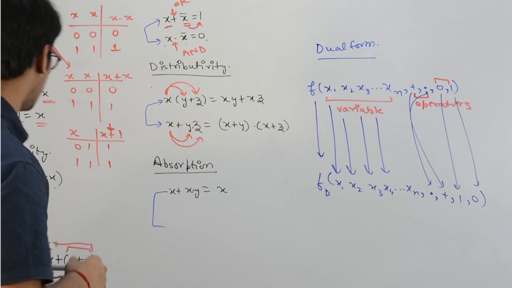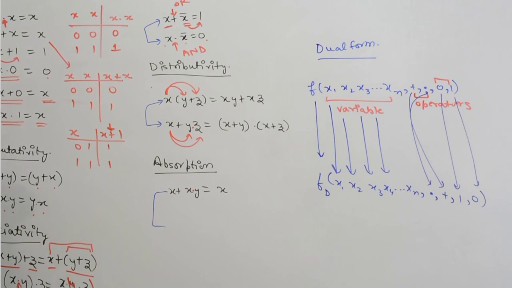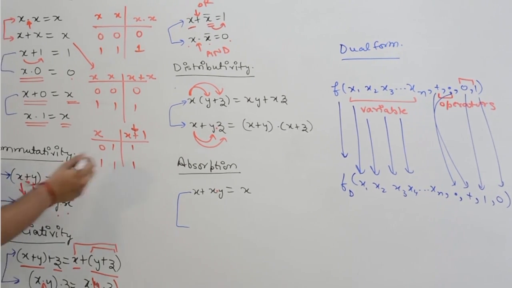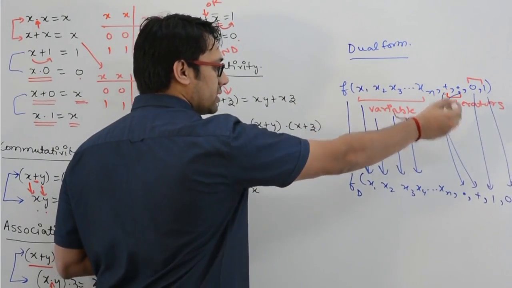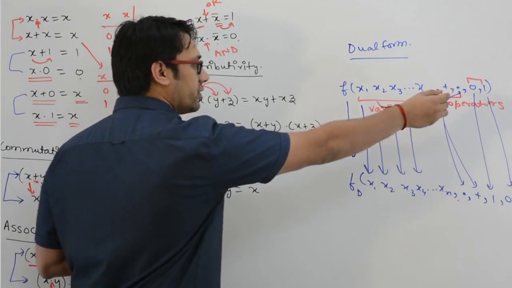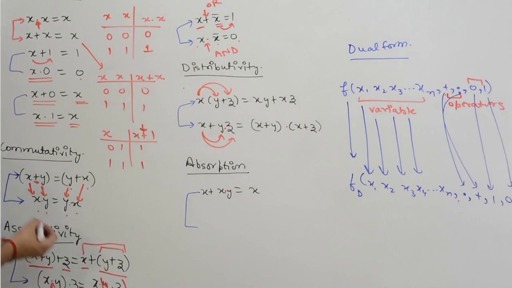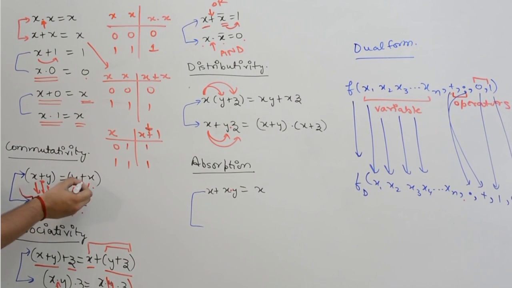So what does it mean? Let us see here. In this expression we have x plus y is equal to y plus x, right? Then what is the dual form of this? You take x as it is, you take y as it is, and replace wherever you get a plus with the dot, and wherever you get a dot with a plus, right? So you can replace this plus with the dot, again replace this plus with the dot, and then whatever form you will get, that will also be valid, right?